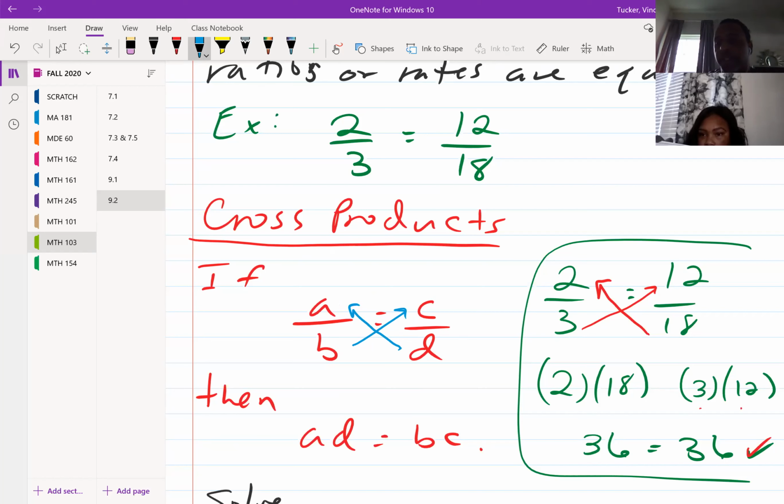I would take the 18 times 2, then do 3 times 12. 2 times 18 is 36. 3 times 12 is also 36. And so that just verifies that we have a proportion.